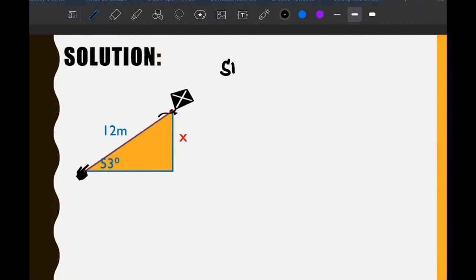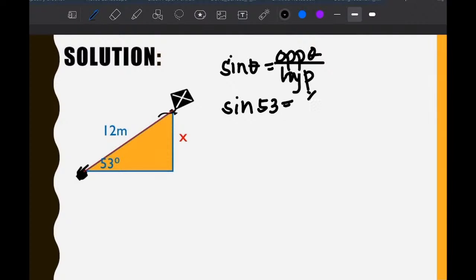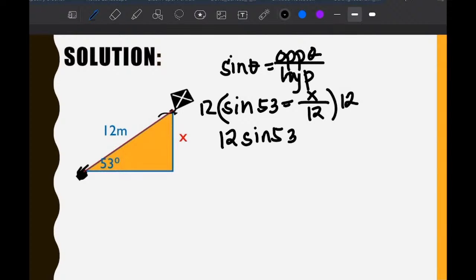Sine theta is equal to the opposite side of theta over hypotenuse. So that is sine 53 degrees equals x over 12. Multiplying both sides by 12, we have 12 times sine 53 equals x, because 12 will be cancelled. X equals 12 times sine 53.